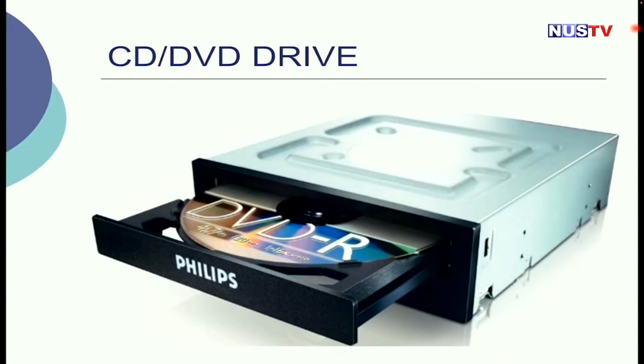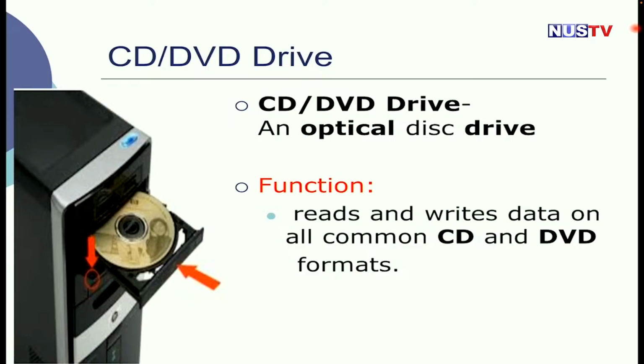The CD and DVD drive is used to play CDs and DVDs. Now, before we used the USB or thumb drive, most of us used CDs and DVDs to record music or record movies. And so our CD and DVD drive is basically the drive on your system unit that can play your CDs and your DVDs. And the function of your CD and DVD drive is basically to read and write data on all components of common CDs and DVD formats.